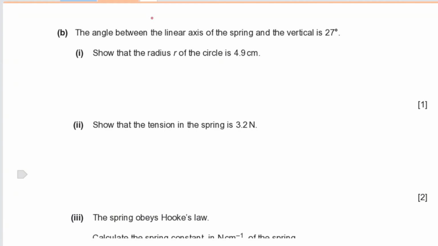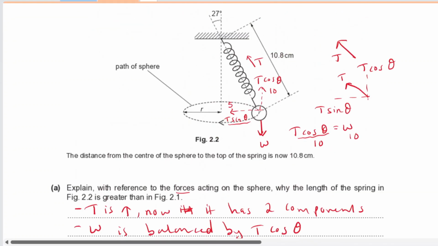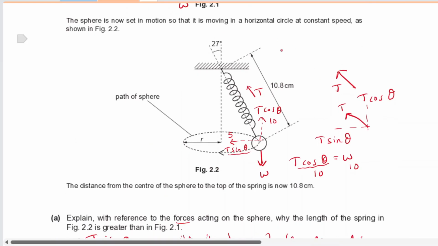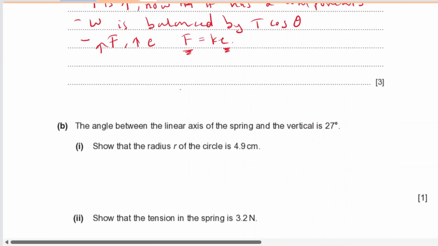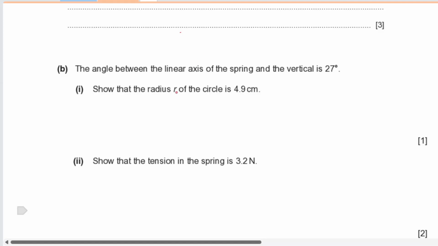Okay, the next part says that the angle between the linear axis of the spring and the vertical is 27 degrees. So this one, as you can see over here, is 27 degrees. They ask you, show that the radius r of the circle is 4.9 centimeter. And it's just a 1 mark question. In CIEs, if you see a 1 mark question, there's not much to do over here. There must be something very obvious.